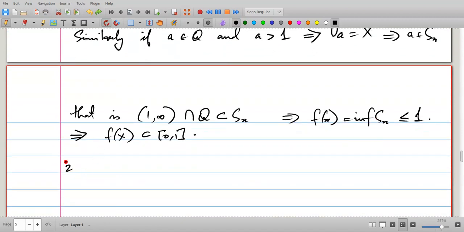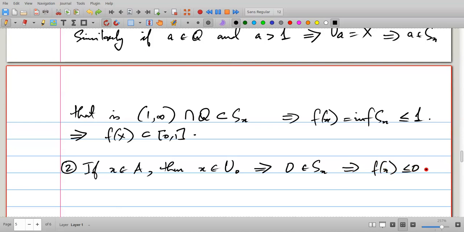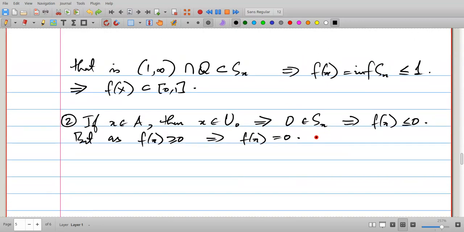Okay, so let's prove the second property. If x belongs to A, then x belongs to U0, which implies that 0 belongs to S sub x, which implies that f of x is less than or equal to 0. But as we already showed that f of x is greater than or equal to 0, this implies f of x is equal to 0.